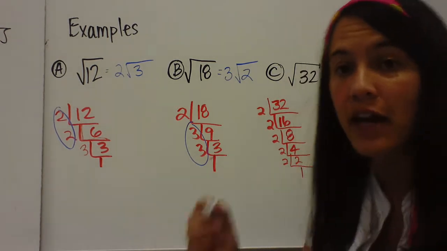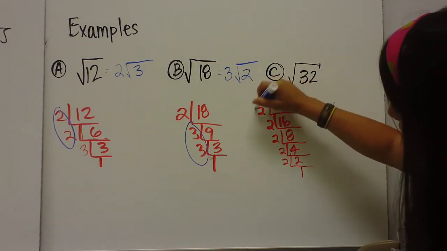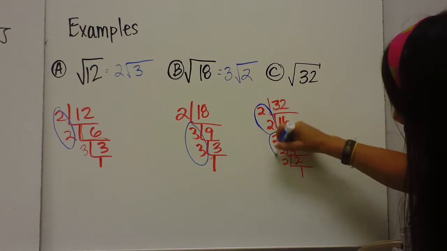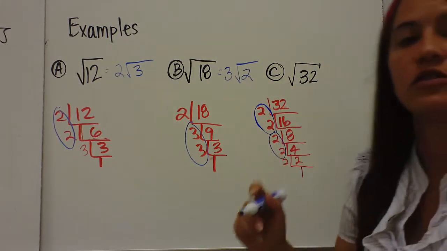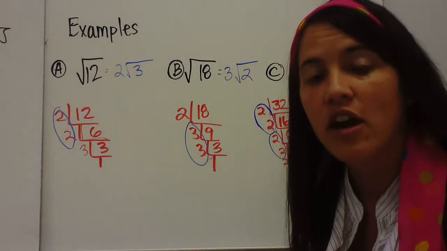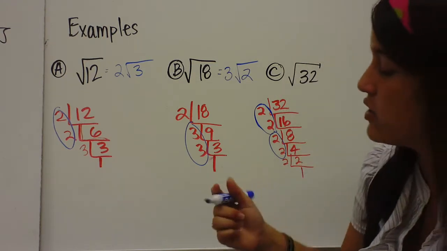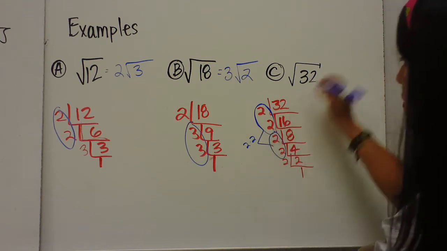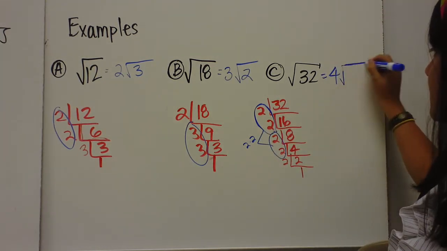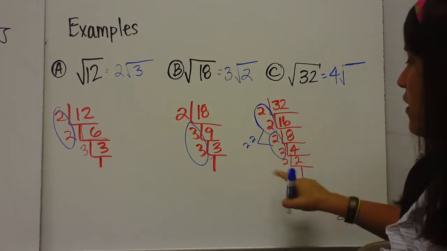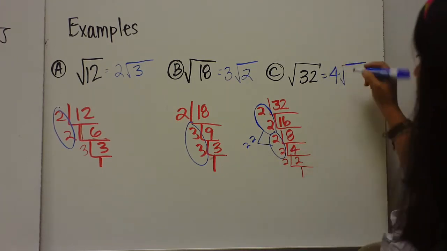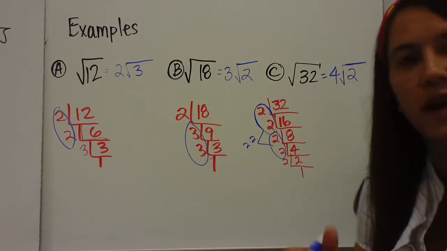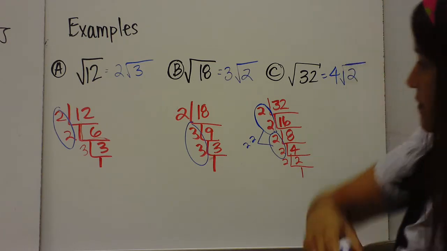Alright, now we circle our pairs. So I have a pair of 2s right here, and I have another pair of 2s. So you circle any of the pairs that you have. Those come out. So watch what I'm going to do. I have 2 pairs, so I'm going to do 2 times 2. So that's 4. And I have 1 2 left over, so that goes underneath the radical. So my answer is 4 root 2.